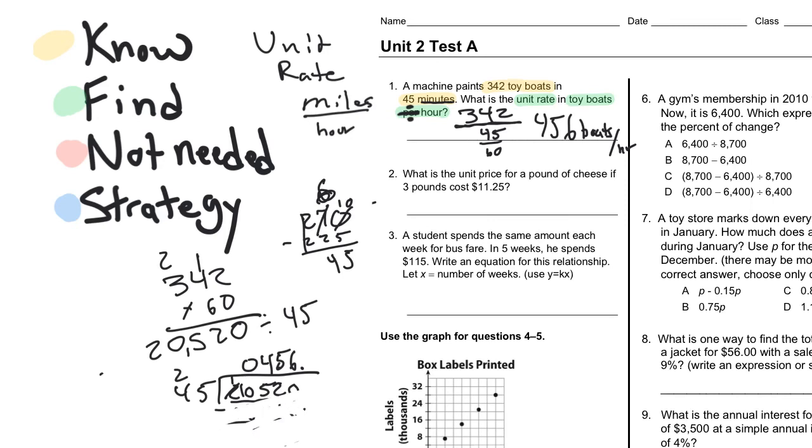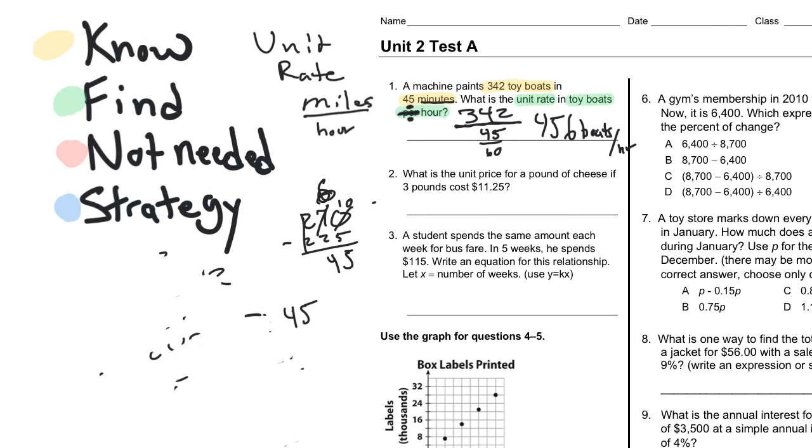I would look for, to see if that makes sense, okay, before I move on. So I would say, okay, does that make sense? Here's what I know. I know that 342 boats can be made in 45 minutes. They're asking me if I went another 15 minutes, so it's a longer amount of time, right?